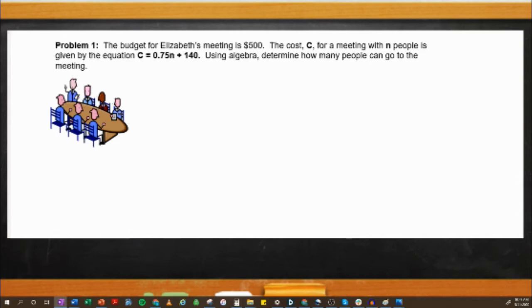The cost C for a meeting with n people is given by the equation C equals 0.75n plus 140. Using algebra, determine how many people can go to the meeting.